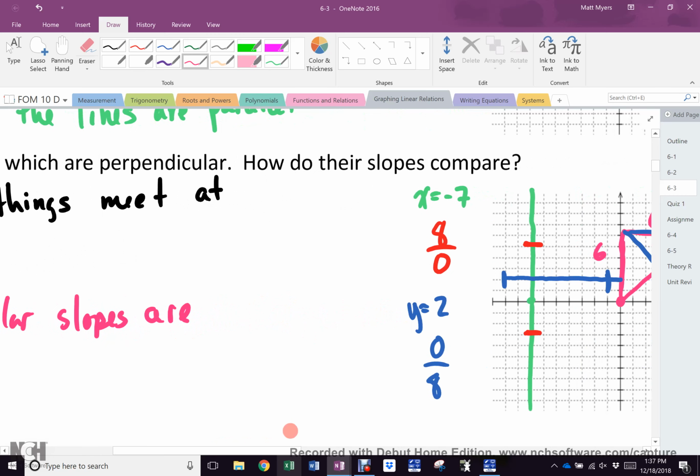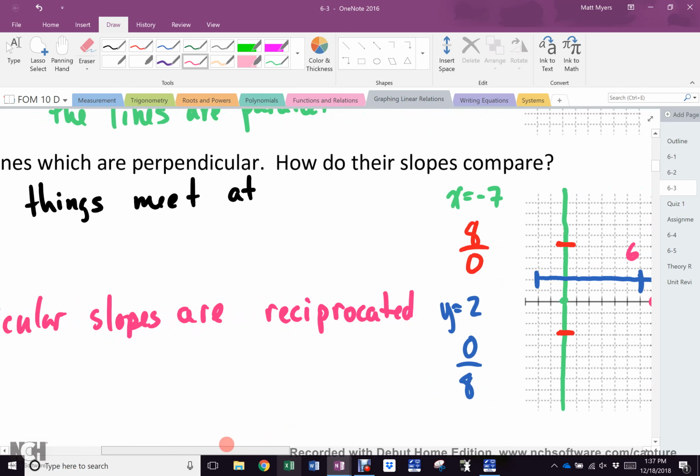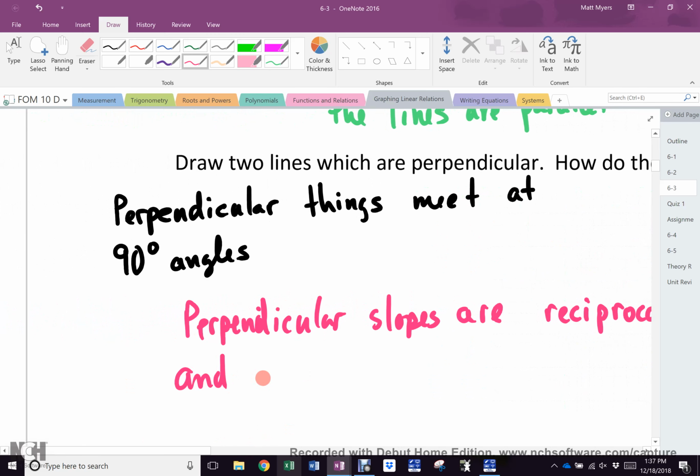If slope 1 is that, what's its perpendicular? Negative 3 over 2. If slope is negative 7, what's its perpendicular? 1 over 7. I flip it and I change the sign. Slope is 4, what's its parallel? 4. If slope is negative 5/11, what's its perpendicular? 11/5.